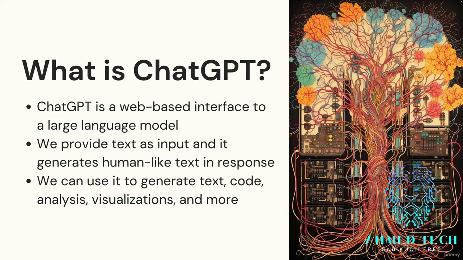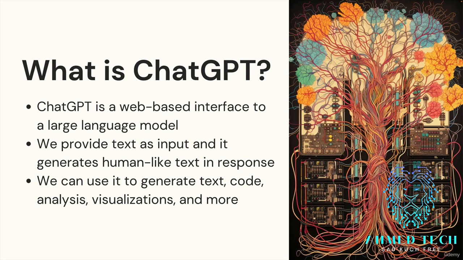So what exactly is ChatGPT? ChatGPT is a web-based interface to a large language model, and there are a couple of choices for which model that is. Basically, it's a web client that allows us to have a conversation with an AI model behind the scenes. Typically, we provide text as input and get human-like text in response, although sometimes, with GPT-4, we'll actually get images, diagrams, or downloadable files in response. It's not only text to text, but that's how it started.